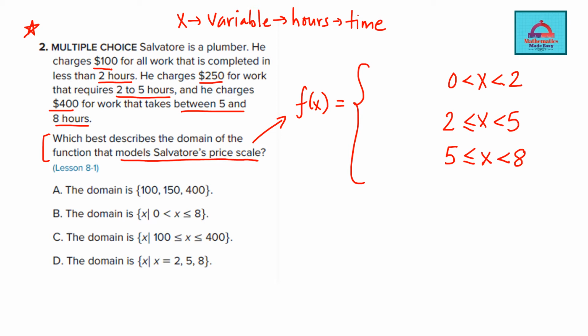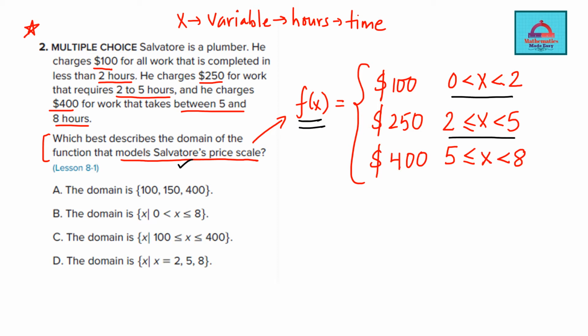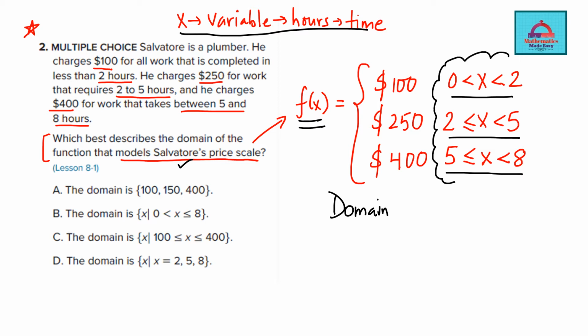Now, for the first part, the cost is $100. For the second part, the cost is $250, and for the last part the cost is $400. So this is now a well-defined function f(x), which is modeling his price range. So depending upon the different values of time, different values of x, your price depends. Okay, now because we only need in this question domain, that means we are going to only take the x value. So my answer will come from this part. I'm just taking it here together.